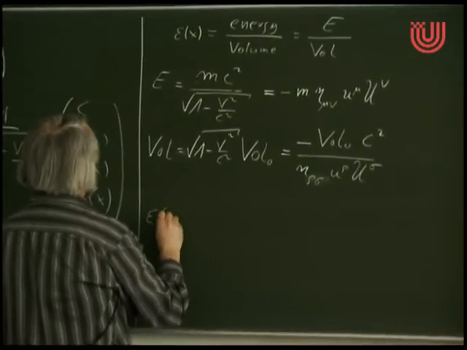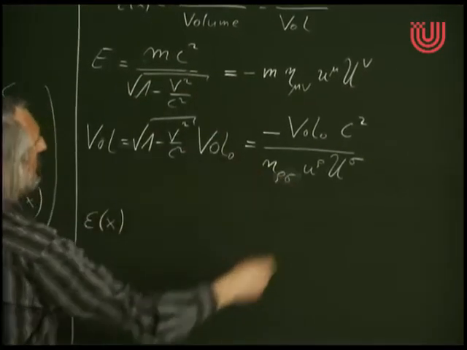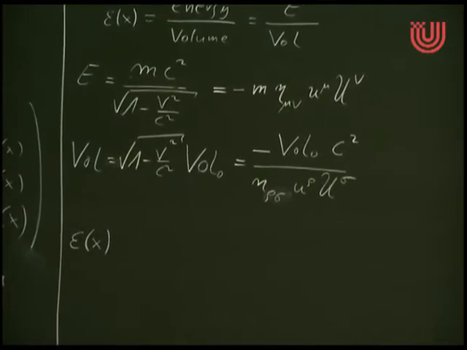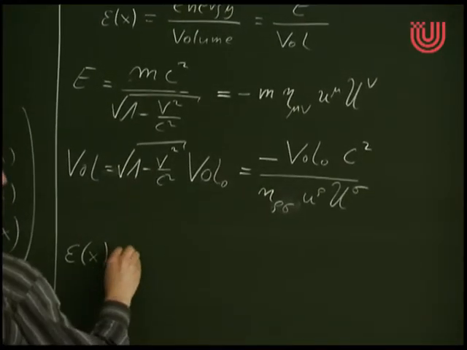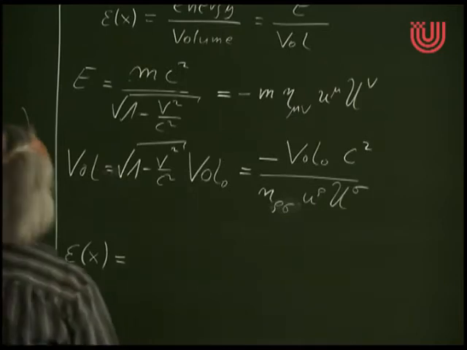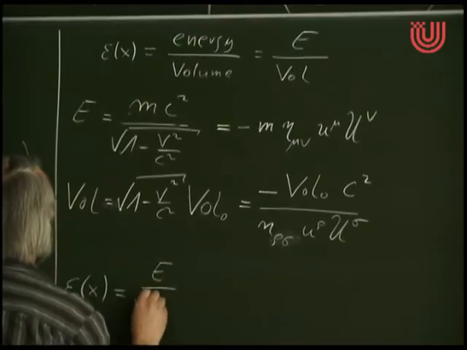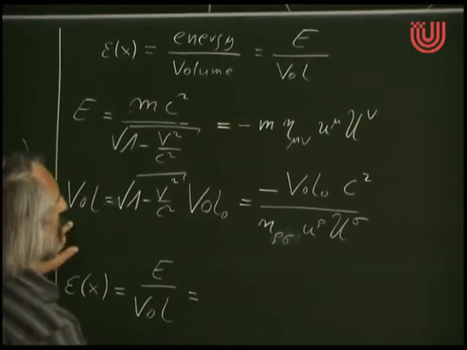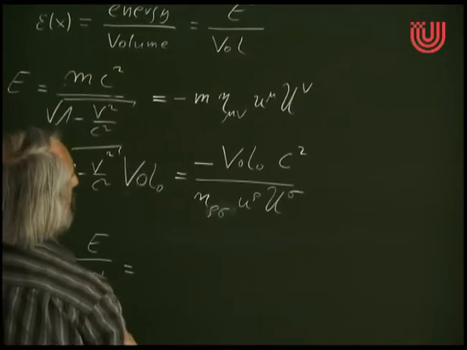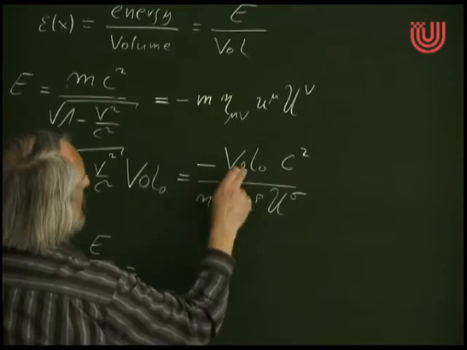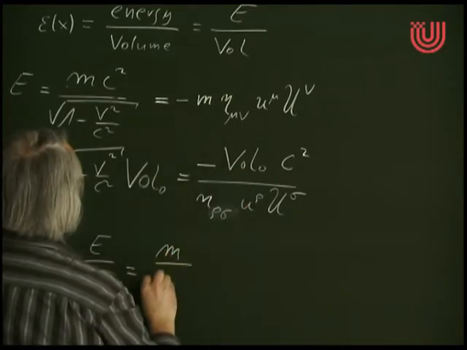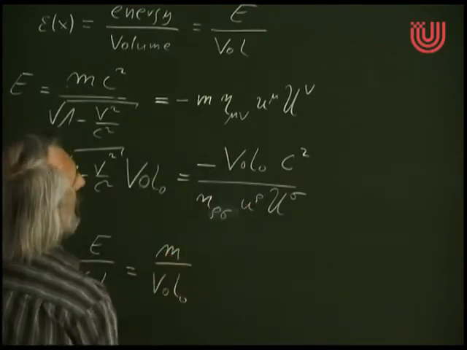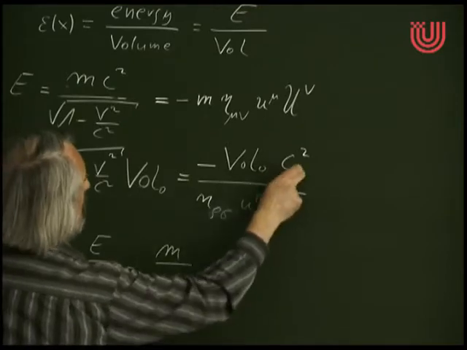So epsilon depends, actually everything depends on x. I've dropped the arguments here. So this was a quotient, E divided by the volume element. So it is this divided by this. So the two minus signs kill each other. Then I get m divided by the vol 0. And then I get a c squared.